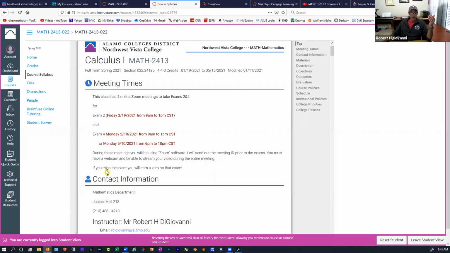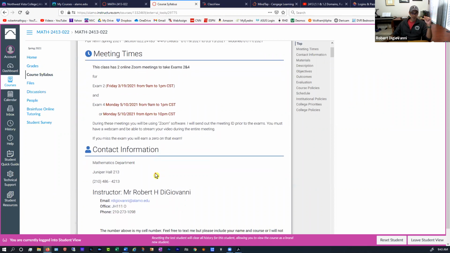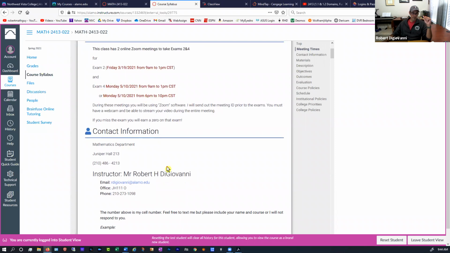If you miss an exam, you're going to get a 0. And that's going to basically mean you fail the class. As you'll see in a second, those are very heavily weighted exams.